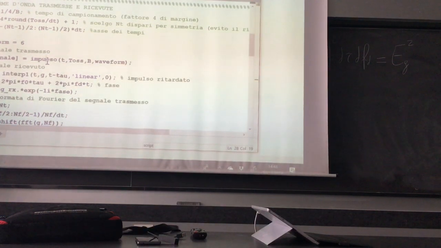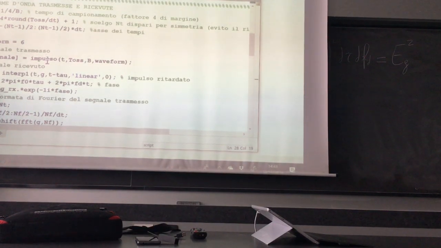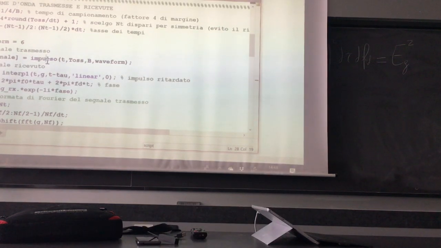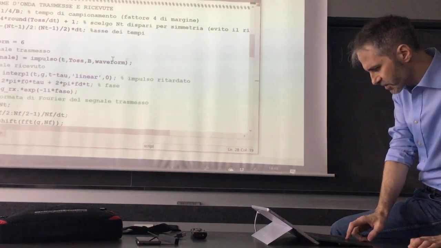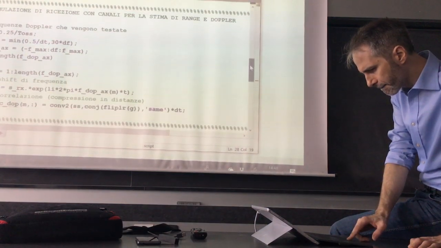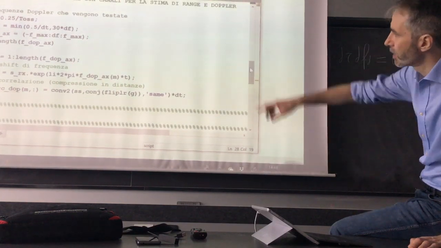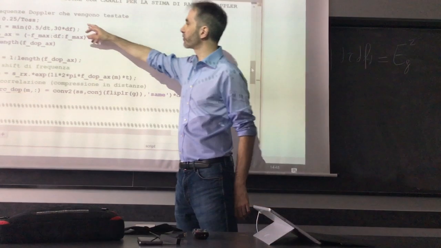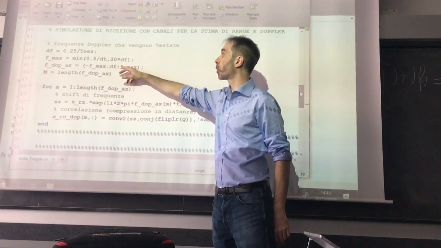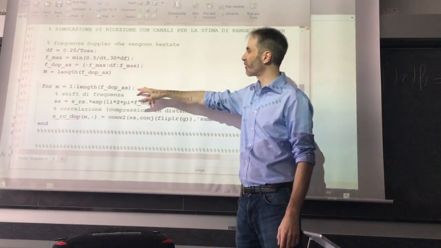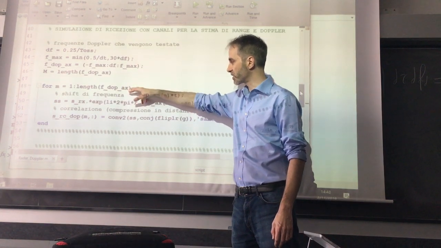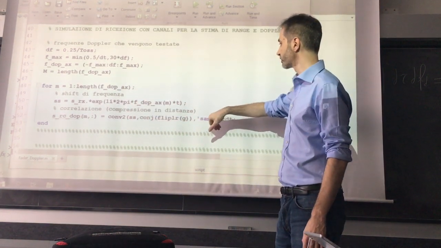Then of course I am including the phase, so this S of Rx is exactly the received signal before matched filtering. This is just a frequency analysis, so it is not interesting now, but here we have all the Doppler frequencies that I cover. So this is the axis of the Doppler frequency, and you see that for each Doppler frequency I do a matched filter.